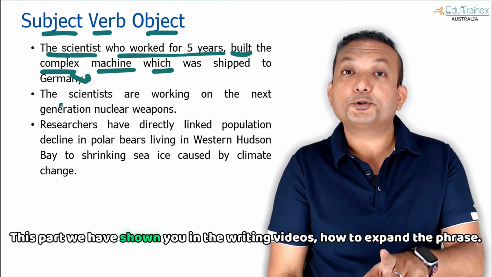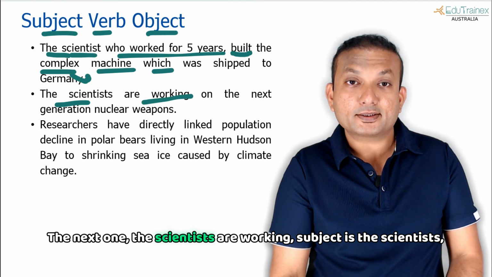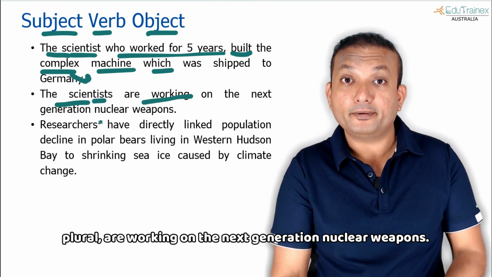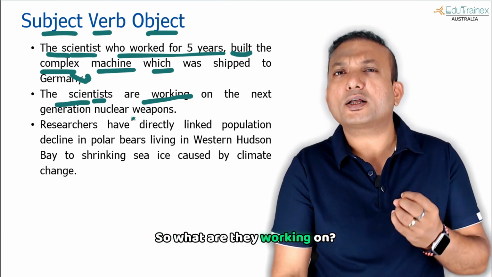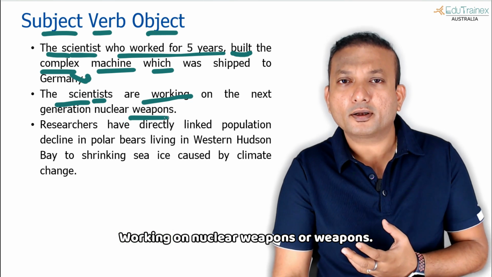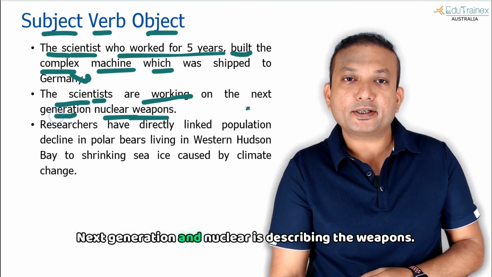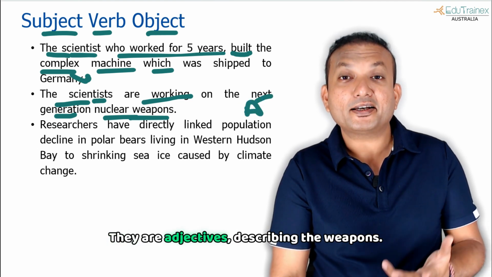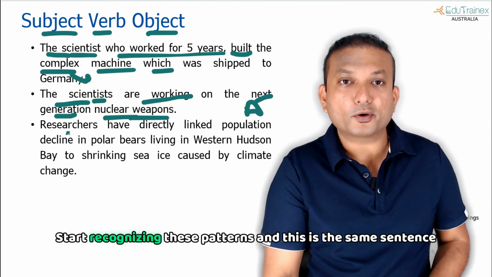This part we have shown you in the writing videos, how to expand the phrase. The next one: the scientists are working, the subject is the scientists, plural, are working on the next generation nuclear weapons. So what are they working on? Working on nuclear weapons, or weapons. Next generation and nuclear are describing the weapons. So what are they? They are adjectives describing the weapons. Okay. Start recognizing these patterns.